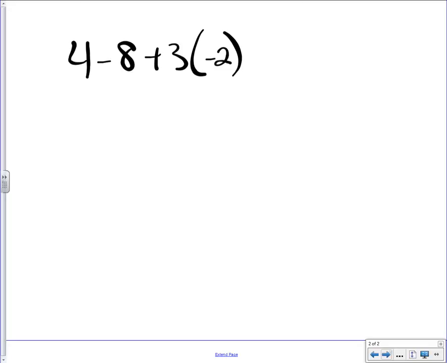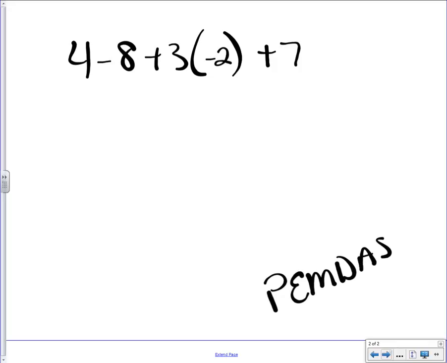So let me give you the first example here and we'll work through this. I have 4 minus 8 plus 3, parentheses, negative 2 plus 7. Alright, so we're going to go back to that PEMDAS. And I start with the P, parentheses. So what parentheses do I have? Well, I see this, right? That negative 2 is in parentheses, but I can't do anything inside of the parentheses, so there's technically no parentheses.